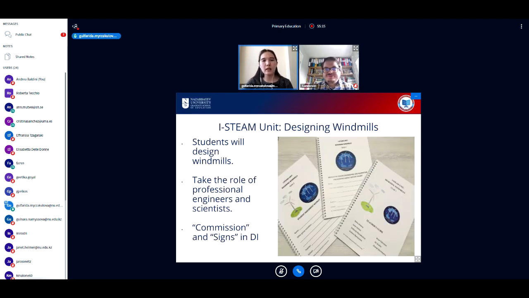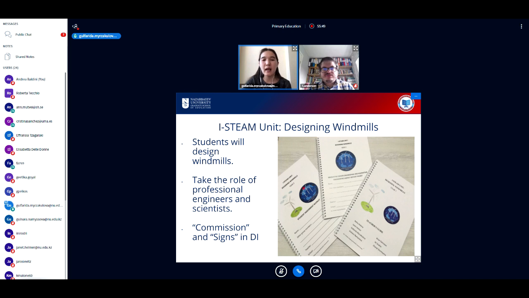Students in the unit will also use badges. In order to help them easily feel themselves as experts, there are two elements of dramatic inquiry, which are called cognition and signs.